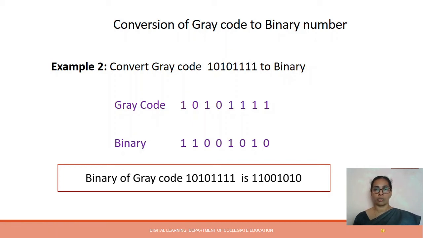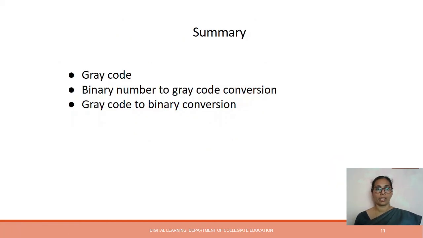The procedure is so simple. First write the leftmost bit as it is, then add the newly generated binary bit with the next gray code bit. While adding, if there is any carry, remove that. Here we have seen what is gray code and the conversion of a binary number to gray code and gray code to binary.